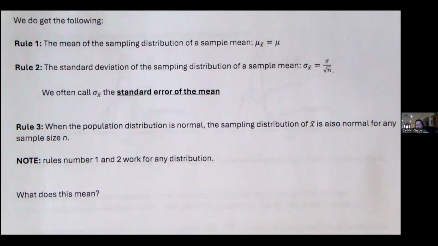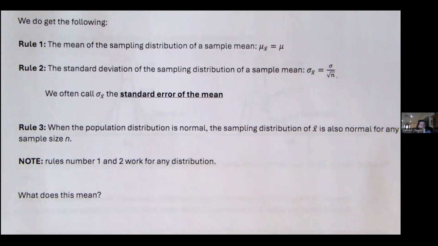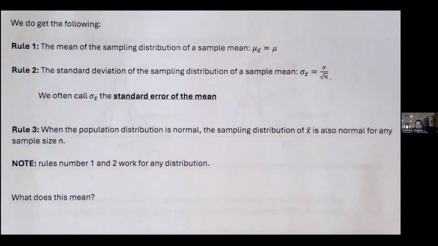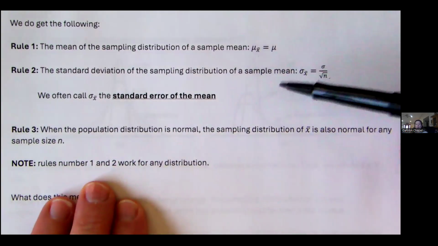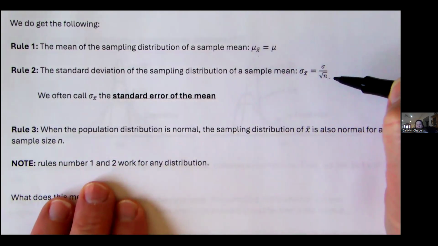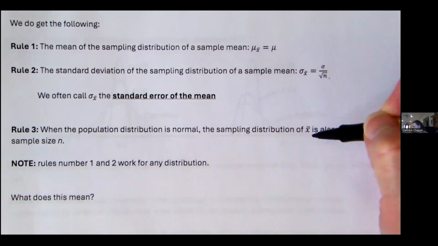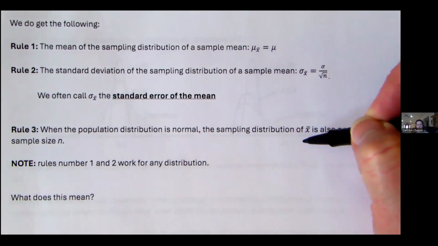Rule number 3 tells us what the shape of this thing is going to look like. It turns out that if our original population was normal, our sampling distribution will also be normal. Notice though that rules 1 and 2 will happen no matter what n is. Rule 3 only happens if it is normal to begin with.